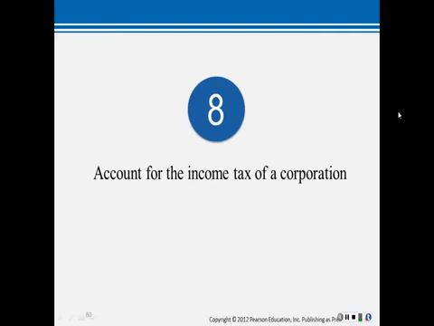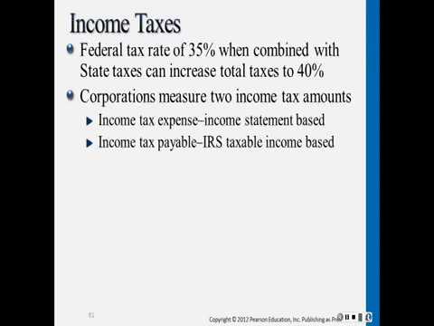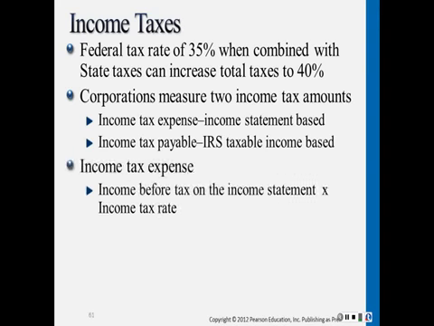The 8th learning objective is to account for the income tax of a corporation. Corporations pay income tax just as individuals do, but not at the same rates. At this writing, the federal tax rate on most corporate income is 35%. Most states also levy a corporate income tax, so most corporations pay a combined federal and state income tax rate of approximately 40%.